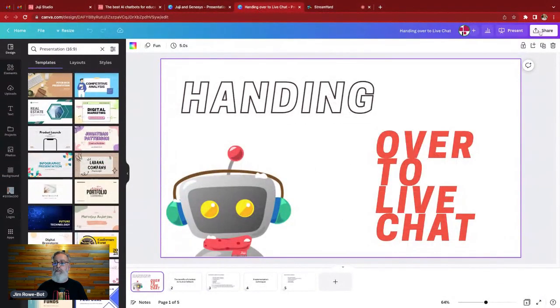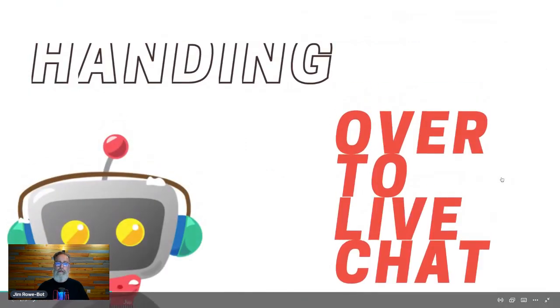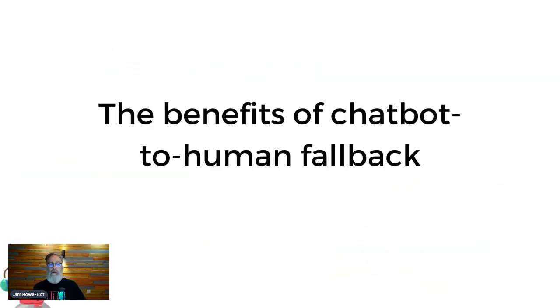So in terms of hand it over to live chat, why do you want that human fallback? Why do you want that human teaming?